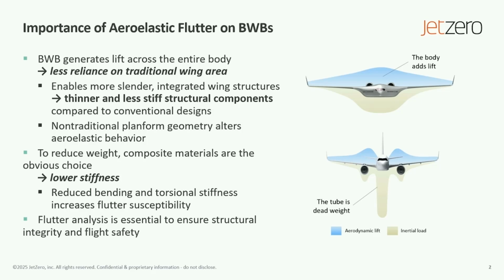The second reason is that the blended wing body, like our JetZero aircraft, is a pretty big aircraft. It's supposed to rival a 757, 767 size aircraft. So it's very big, and in order to reduce weight, we're going towards composite material systems, which overall lower stiffness, and in turn the reduction of bending and torsional stiffness increases flutter susceptibility. So flutter is an important part of our trade studies, and accurate flutter analysis is essential to ensure structural integrity and flight safety.